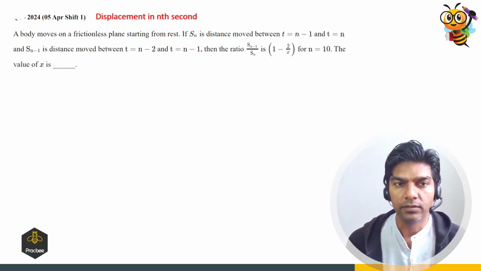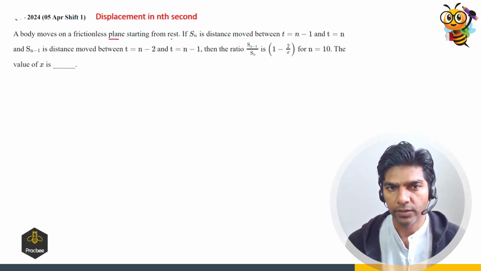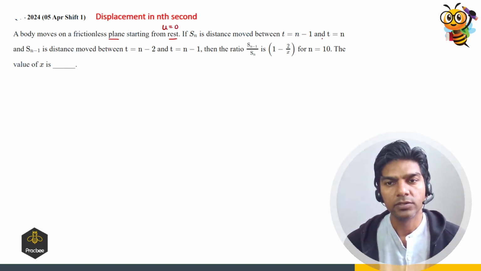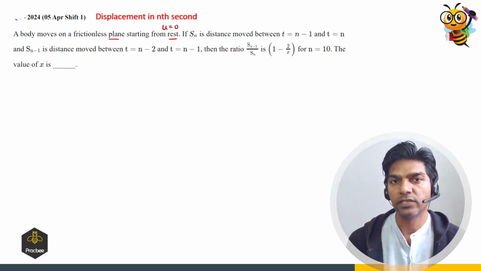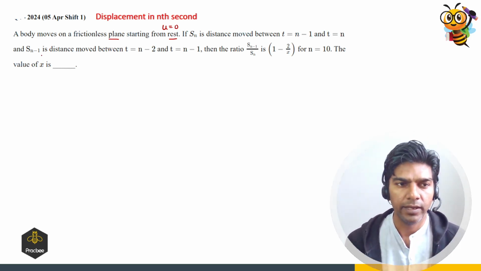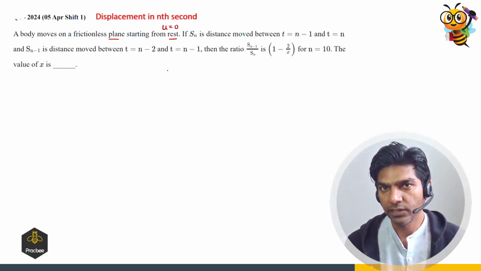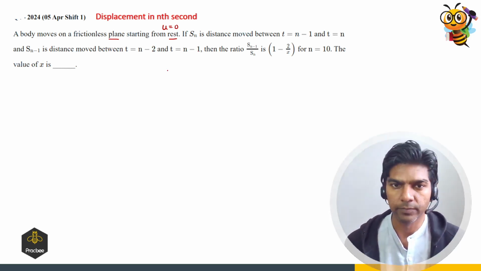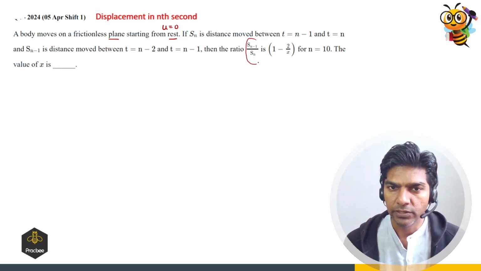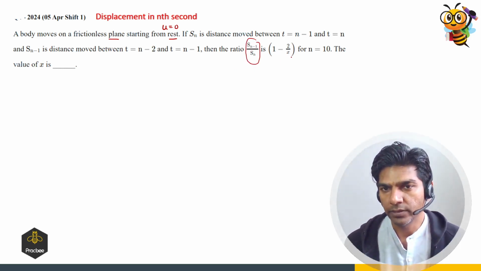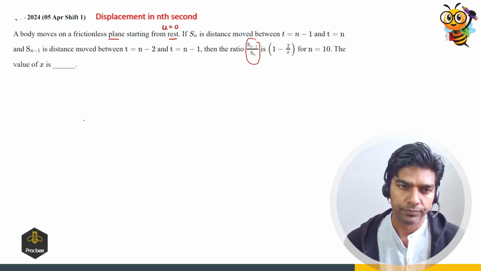Now let us see the next problem based on the same problem type. A body moves on a frictionless plane starting from rest. So initial velocity is given as 0. And Sn is the distance moved between n minus 1 to n, which is nothing but the displacement in nth second. And Sn minus 1 is the distance moved between n minus 2 to n minus 1, which is the displacement in n minus 1th second. We have to find the ratio of these two displacements, Sn minus 1 upon Sn, which is given as 1 minus 2 by x for n equals to 10.